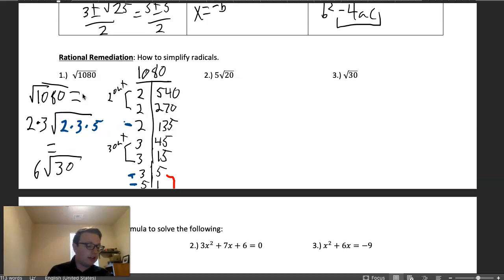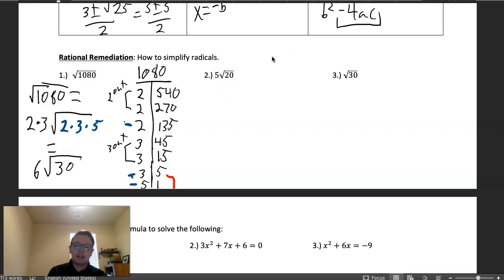The square root of 1080 will give you 32.863, roughly, and 6 times the square root of 30 will give you 32.863, roughly. So these two are the same. What happens if we have a number outside like here? Well, we're still going to do the decomposition.